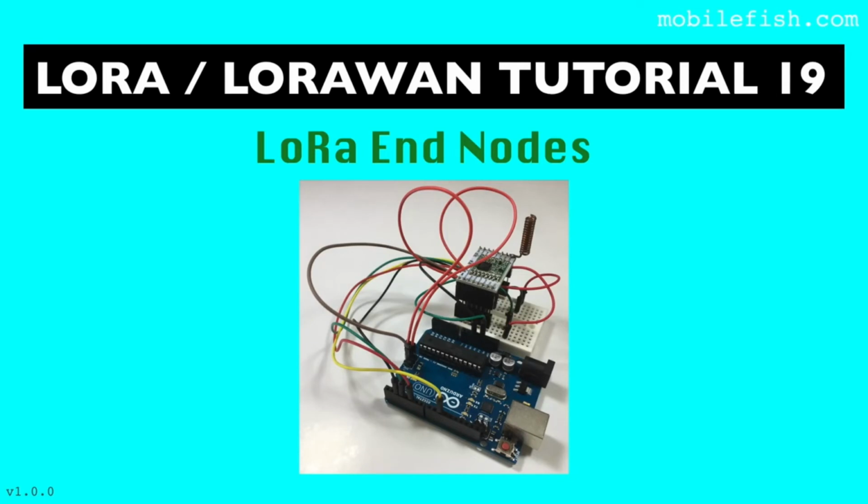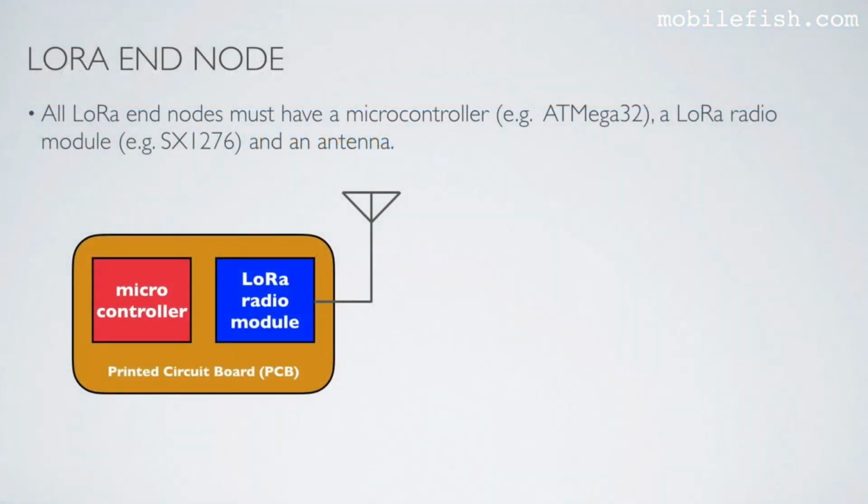In this tutorial, I will explain which LoRa end node products are available today and how you can build your own LoRa development board. All LoRa end nodes must have a microcontroller, for example Atmega32, a LoRa radio module, for example SX1276, and an antenna.